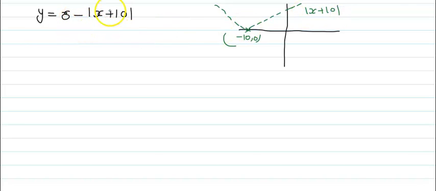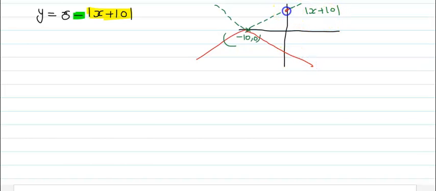Okay, now this part is done. Now we are considering this minus sign. For the minus sign, see my red graph, this graph will be upside down like this. So this point is 0 and 10, and now this point will be 0 and minus 10. So this is the graph of minus modulus x plus 10.